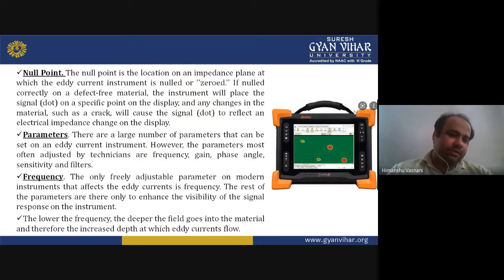The only freely adjustable parameter on modern instruments that affects the eddy current is frequency. The rest of the parameters, apart from frequency, are there only to enhance the visibility of the signal response on the instrument. The lower the frequency, the deeper the field goes into the material, and therefore the increased depth at which the eddy current flows. So for frequency, you can simply say that it is the only freely adjustable parameter on modern instruments that affects the eddy current.